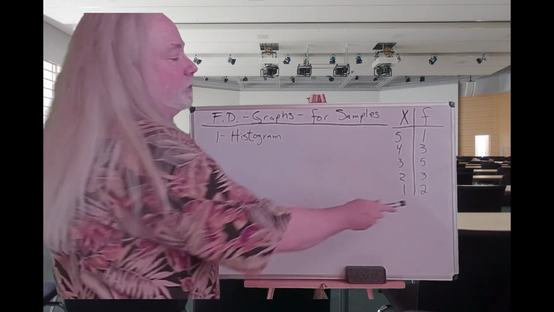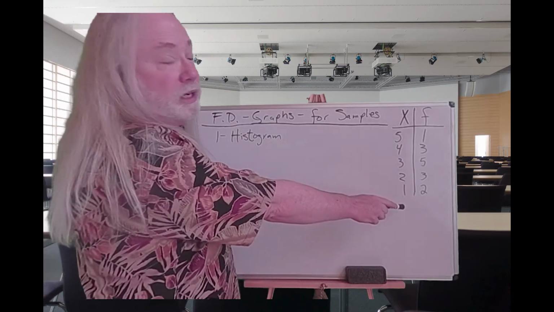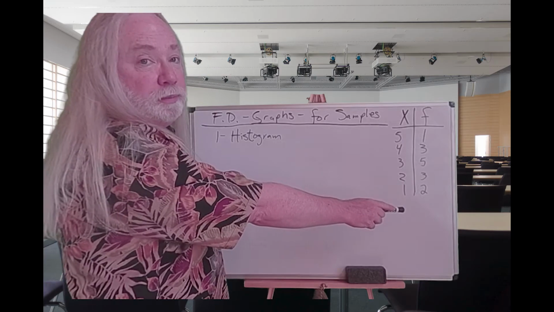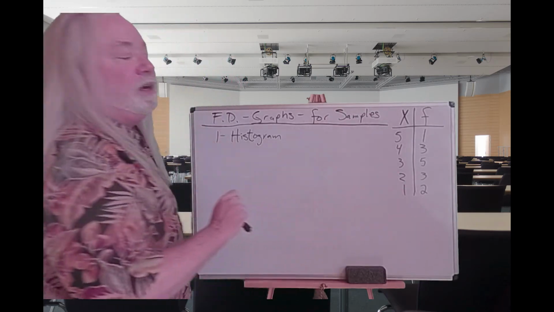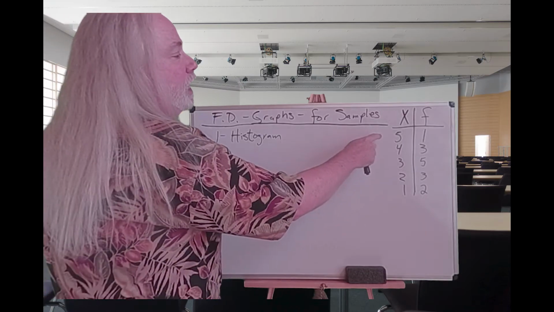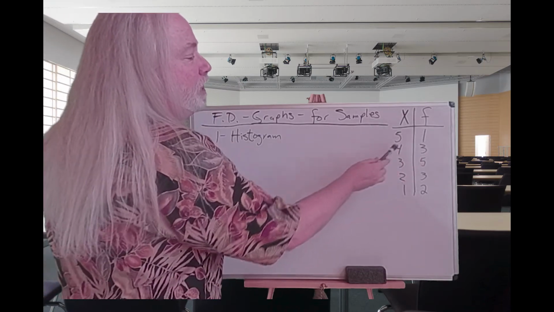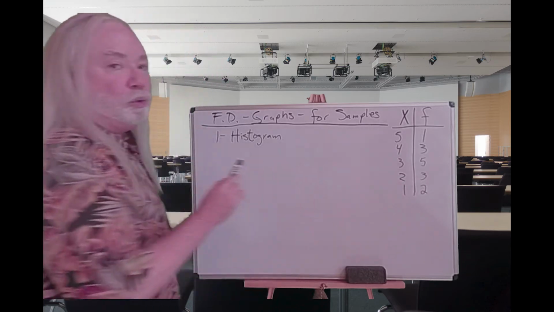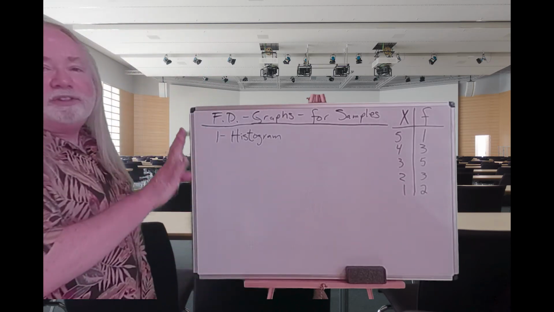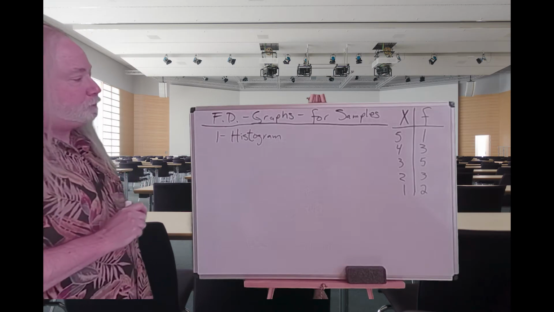So first of all, this is our data that we used initially when we started building the frequency distribution table. So we need some data to work with. So I'm just putting back up there the exact same data. So there's 1 five, 3 fours, 5 threes, 3 twos, and 2 ones. So it's exactly the same data setup we had before.